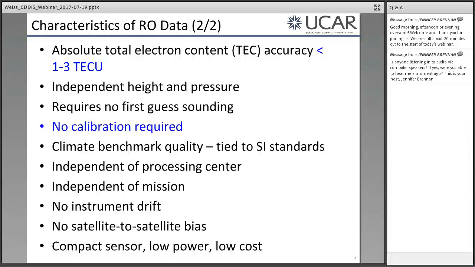Some space weather items. The radio occultation sensors that are flying in space are also used to derive total electron content and electron density profiles. For TEC, the accuracy has been demonstrated to be better than 3 TEC units, so that's nice.